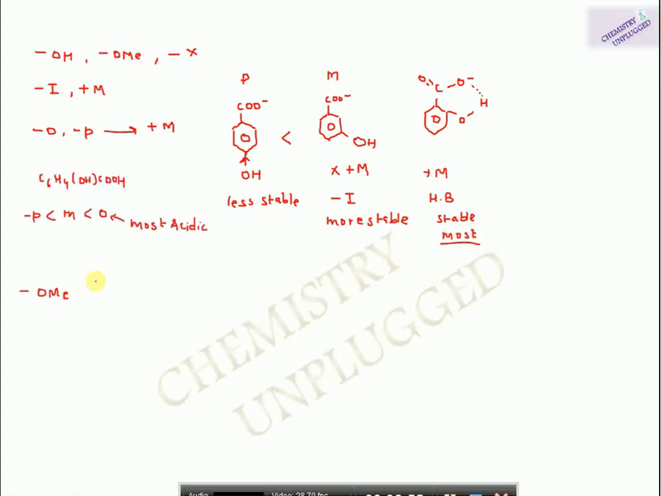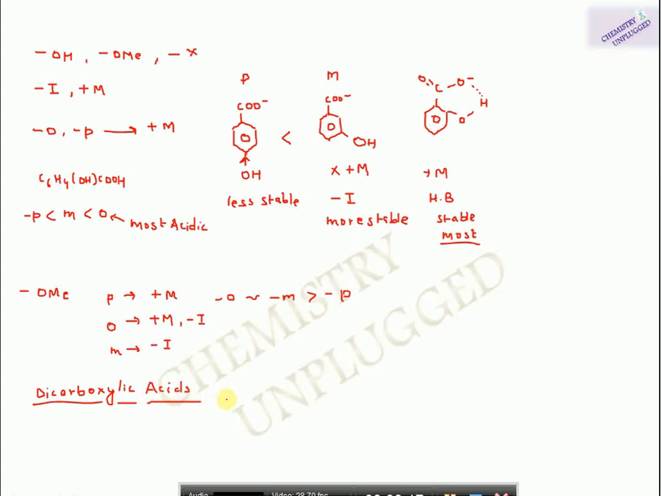So if we substitute benzoic acid with a methoxy group, then it will show a plus M effect when it is present at the para and ortho positions, and at the meta position it will show only a minus I effect. So the order of strength will be highest or almost similar for the ortho and meta positions, and lowest for the para position. It is similar to hydroxy substituted benzoic acid, but because there is no hydrogen bonding, ortho methoxy benzoic acid is not most stable in nature.